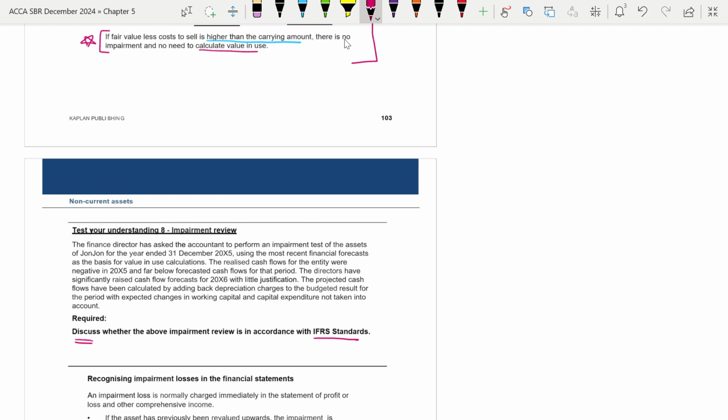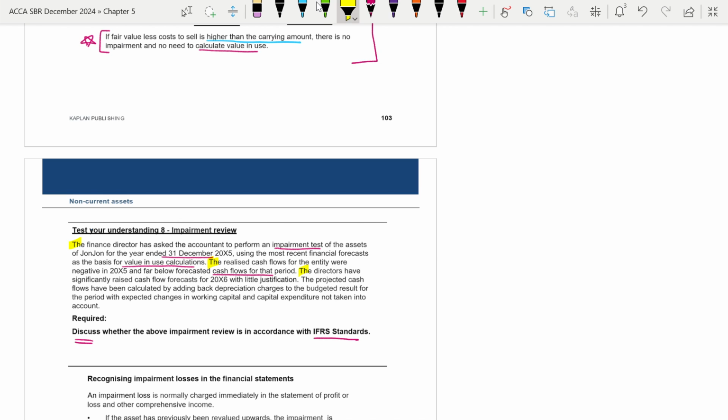The finance director asked the accountant to perform an impairment test on the assets at the year ended 31st December, using the most recent financial forecast as the basis for the value in use calculation. The realized cash flows for the entity were below forecasted cash flows for that period. The realized value means what we are going to get if we sell it. Divide the sentences: this is the first sentence, this is the second sentence. If I'm missing something, just remind me.